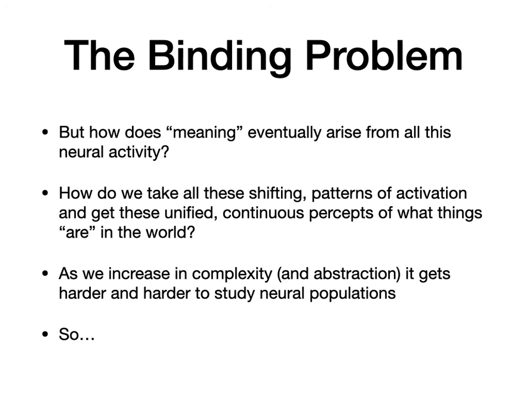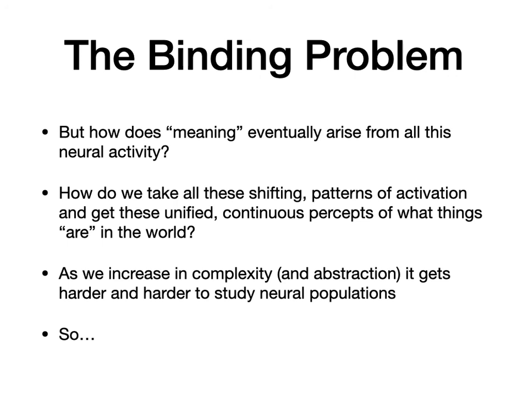But how then do we retrieve meaning? What is meaning? When I see a hammer and I know that I can use it to smash a nail into a thing, that is meaning. But it's not present in the hammer in the world. It's just a thing. It's just a pattern of light. No matter what I'm doing to it, patterns of activation, how do we take these shifting patterns of activation and get these unified, continuous percepts of what things are and how the world is and what's happening around me?